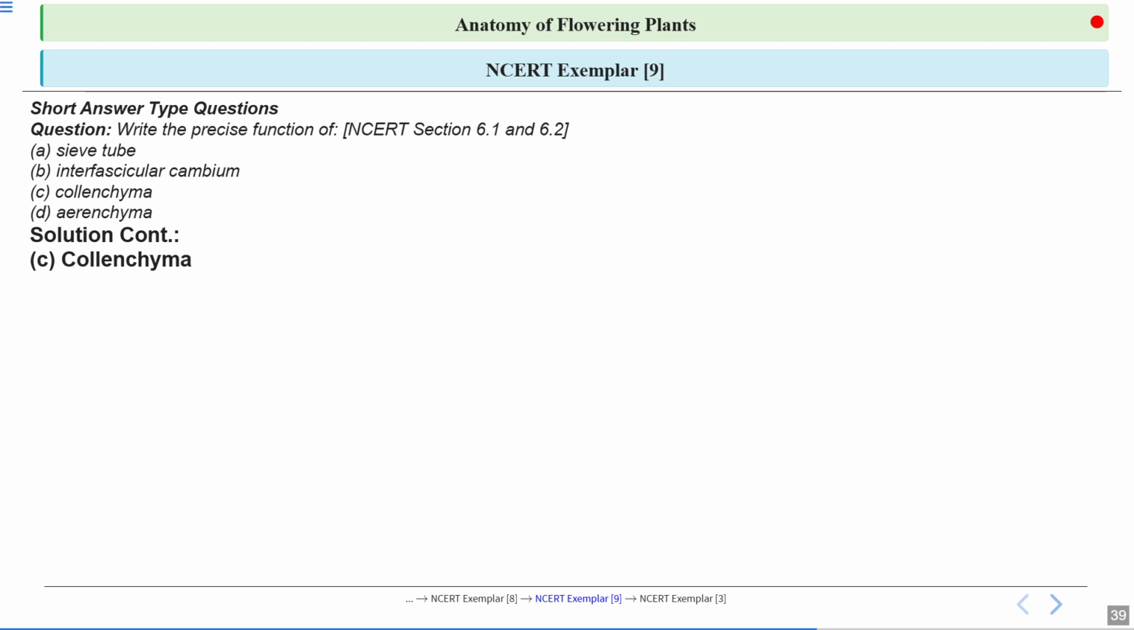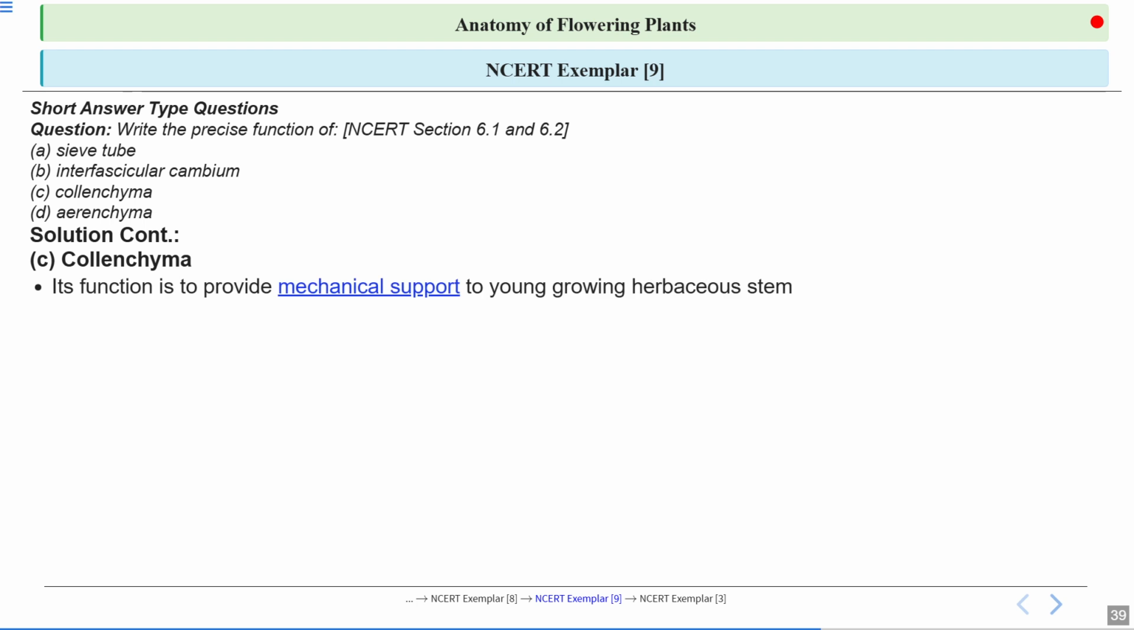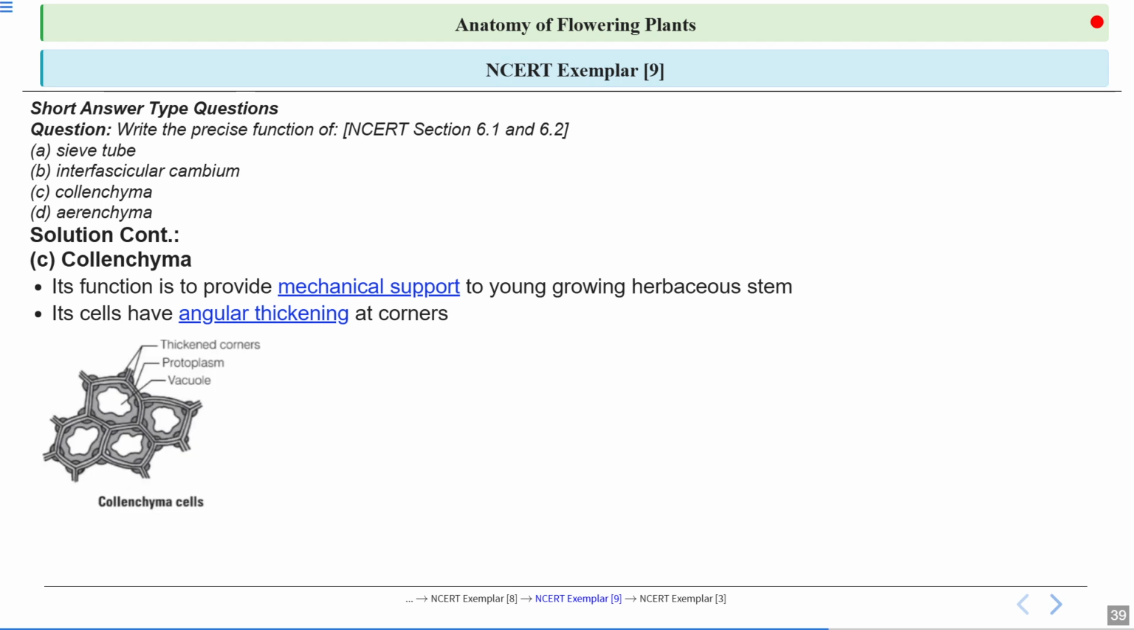Next is the collenchyma. Its function is to provide mechanical support to the young growing herbaceous system. They provide mechanical support to the plant, and its cells have angular thickening at the corners. Here you can see the collenchyma, and the thickening at the angles of the cells. These are the thickened corners.